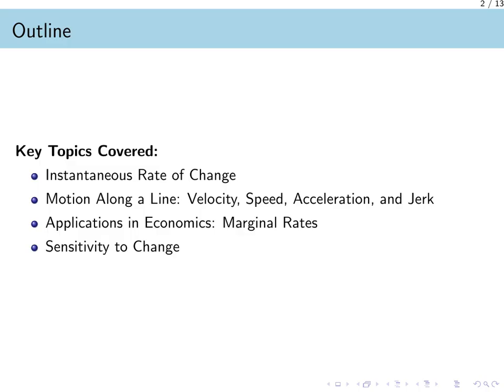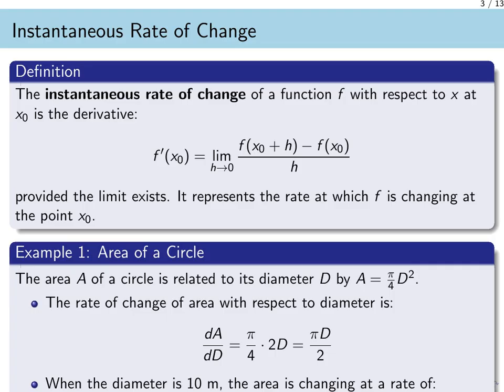Finally, we will generalize this concept to understand sensitivity to change, which is a measure of how much a function's output responds to a small alteration in its input. This is a crucial idea for knowing when a small error in measurement can lead to a large and unexpected result in a calculation. Let us see how we can measure a rate of change at a single, precise moment.